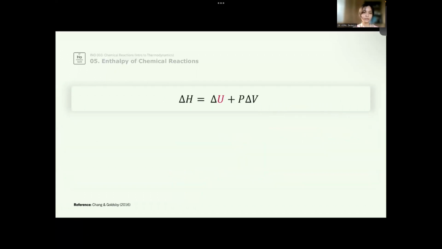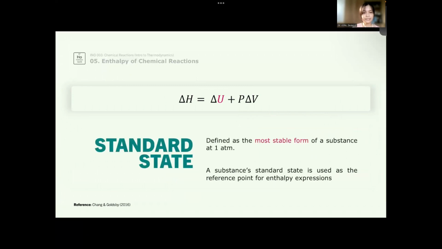Absolute values of U cannot be determined. Hence, absolute values of enthalpy also cannot be determined. But how do we have values of H for different substances? Enthalpy values of different substances are measured relative to a reference value, which is the enthalpy of a substance's standard state. The standard state is the most stable form of a substance at 1 atmosphere.